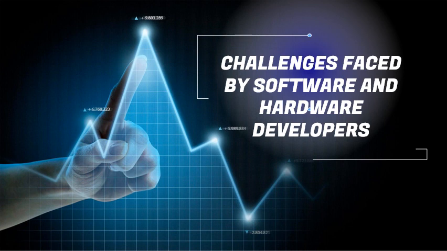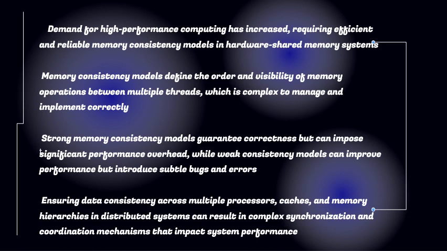Moving on to the challenges faced by software and hardware developers. The challenge is that high performance computing demands efficient and reliable memory consistency models in hardware shared memory systems. The memory consistency models define the order and visibility of memory operations between multiple threads. Also, the implementation of memory consistency models is complex and requires careful management to ensure correctness and performance.